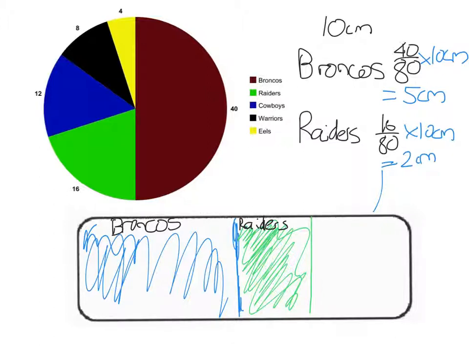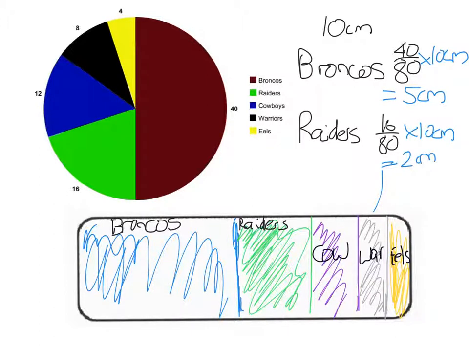So I just go through and finish this off. Okay, and there we have the bar graph. So the Broncos, half of it, so they got 5 centimetres. The Raiders were 1/5, or 16 over 80, so they got 2 centimetres. The Cowboys, 1.5 centimetres. Warriors, 1 centimetre. And Eels, 0.5 centimetres. Okay, so we just have to make sure that that adds up to what we want it to. So 5 plus 2 is 7. Plus 1.5, 8.5, 9.5, 10. So it adds up to 10 centimetres, so we know we've done something right.